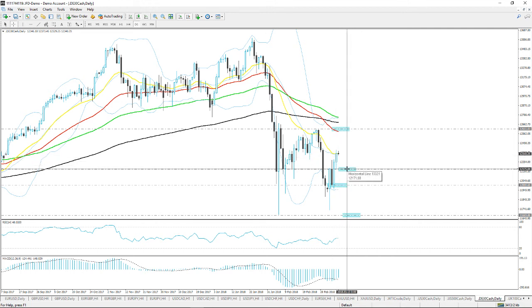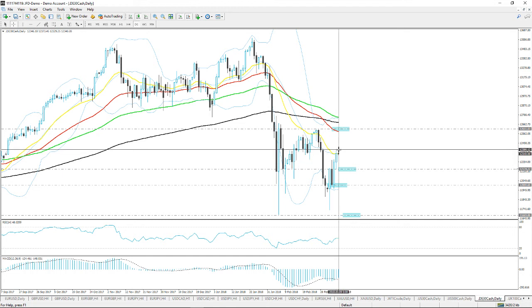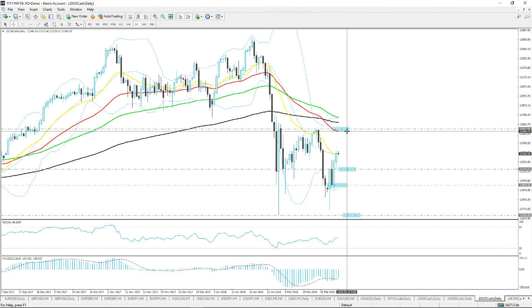Watch out for this 12,170 area as well. If we get a break below this, this could get pushed towards the 12,000. On the upside, of course, if we start seeing a move back towards yesterday's high here at 12,380, then a move above this could push the price back towards, like I said, last week's high.